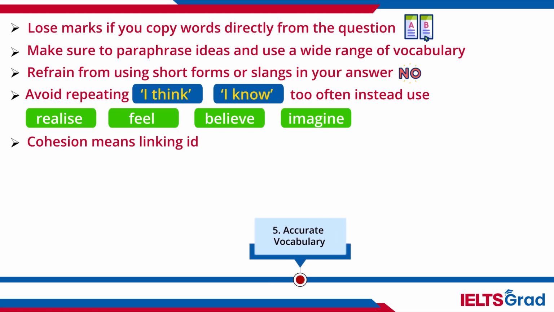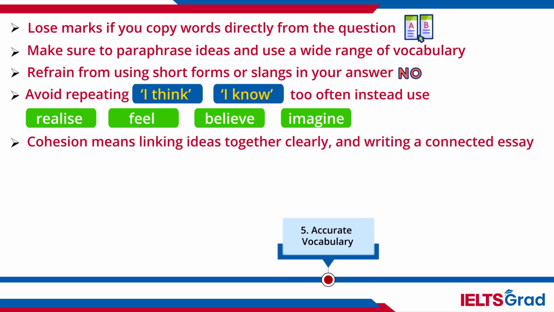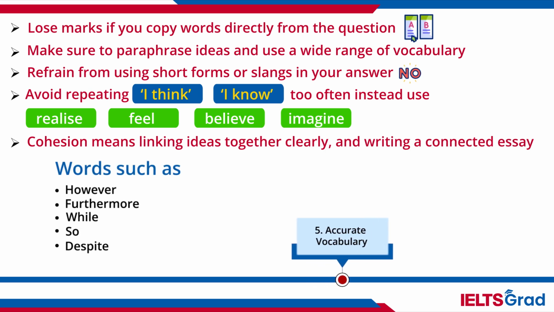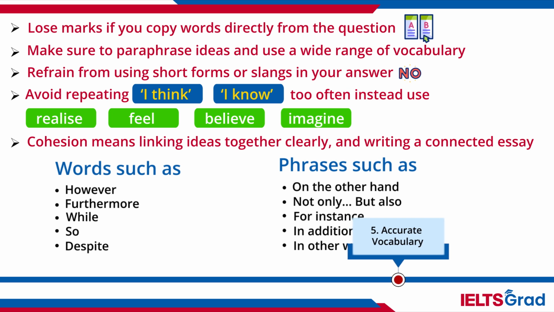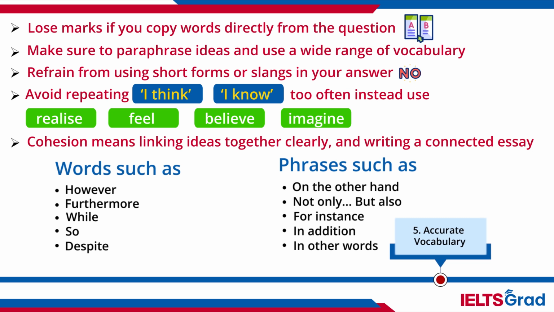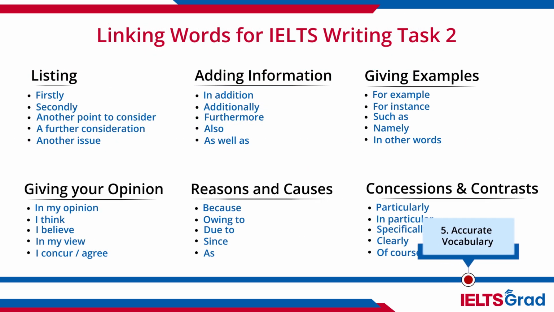Cohesion means linking ideas together clearly and writing a connected essay. You can use words such as however, furthermore, while, so, despite, or phrases such as on the other hand, not only but also, for instance, in addition, in other words, to link your ideas well. You have on your screen a list of linking words that you can use in your IELTS examination.